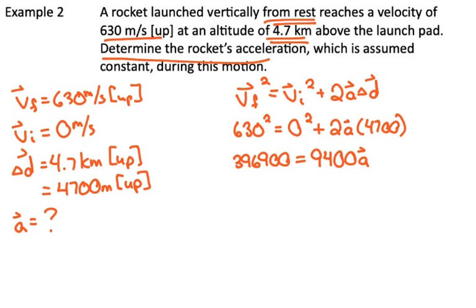Solving for A, divide both sides by 9,400. Going to 2 sig figs, as that's what we were given in the question, we get that A is 42. Acceleration measured in meters per second squared. And as it is a vector, our final velocity was up, our displacement was up, our acceleration is also up.